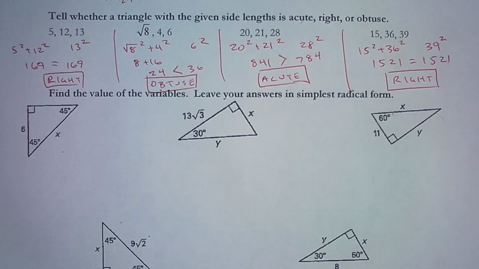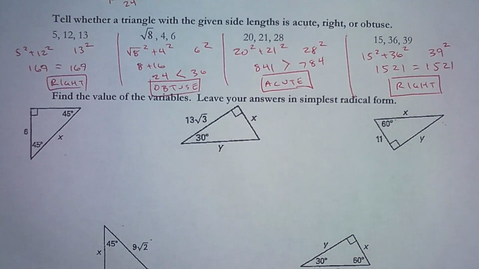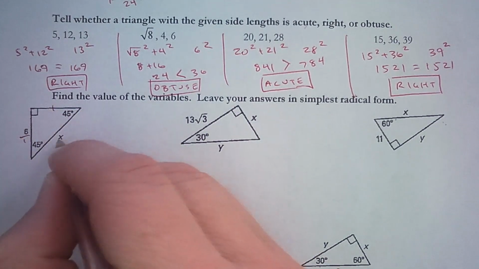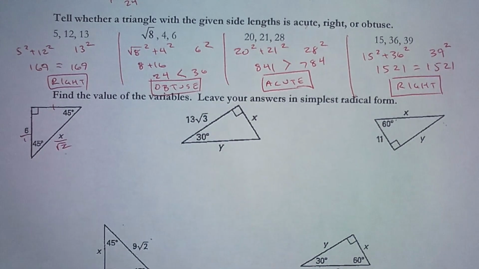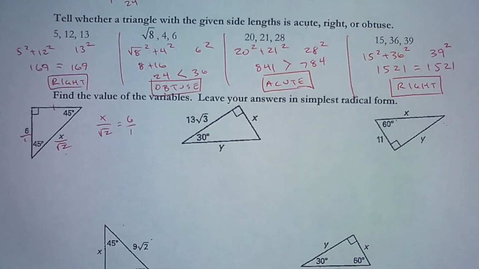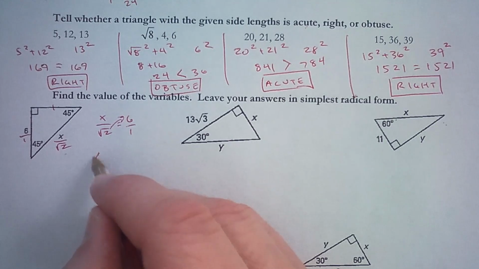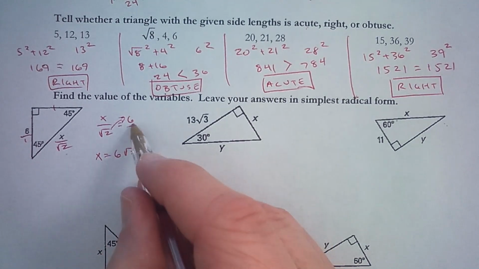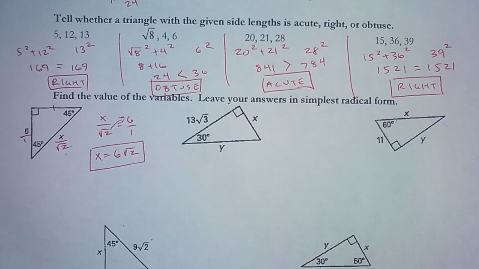So we finished Pythagorean theorem, now on to special right triangles. So here we have a 45, 45, 90, and in a 45, 45, 90, the legs are to 1 as the hypotenuse is to the square root of 2. 1, 1, root 2. So we have x is to root 2 as 6 is to 1. Okay, so we're going to multiply this across, and we get x equals 6 root 2 over 1, which just could be written as 6 root 2.